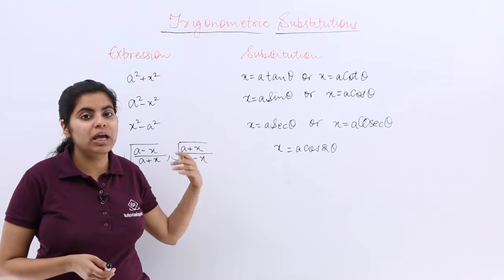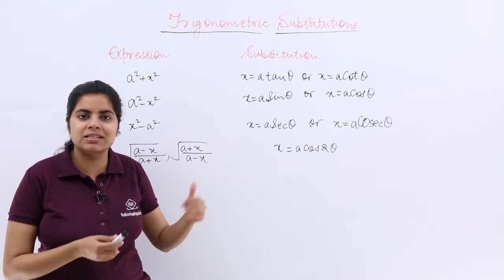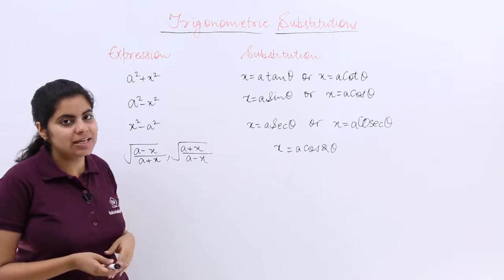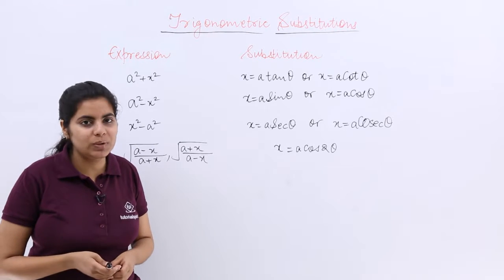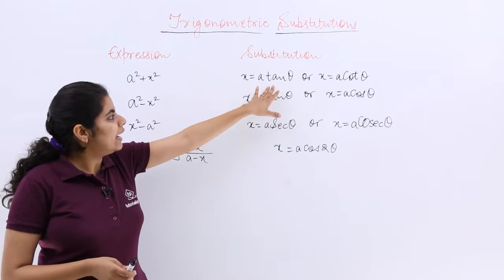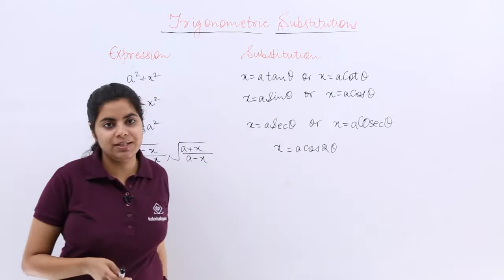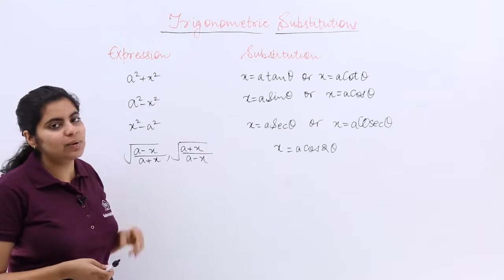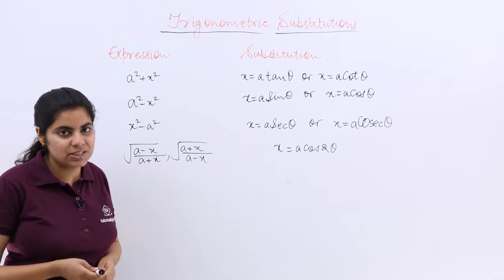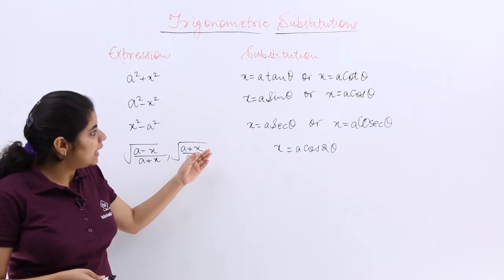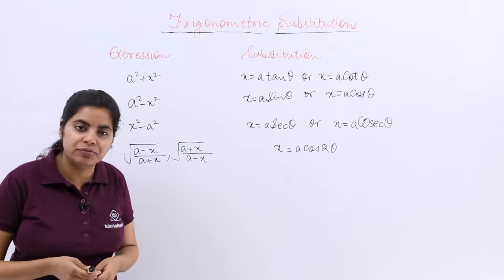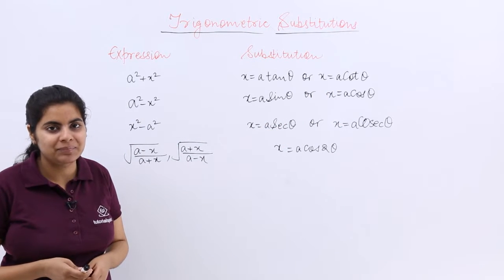This chart, we have already studied in the previous chapters. This is just a recap. If somehow you have a square plus x square, then better go with the substitution x is equal to a tan theta or a cot theta. While if the second case is you have a square minus x square as the expression somewhere, then x should be put as a sin theta or a cos theta for ease of the questions.